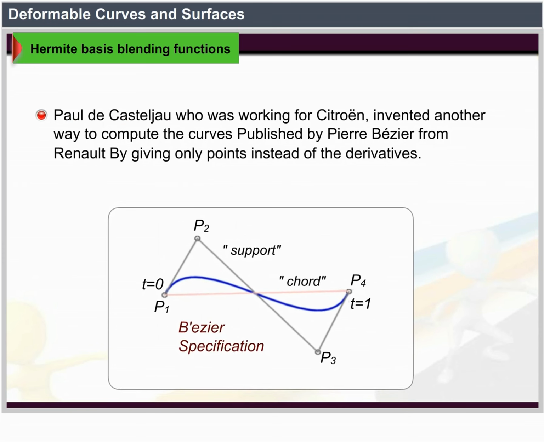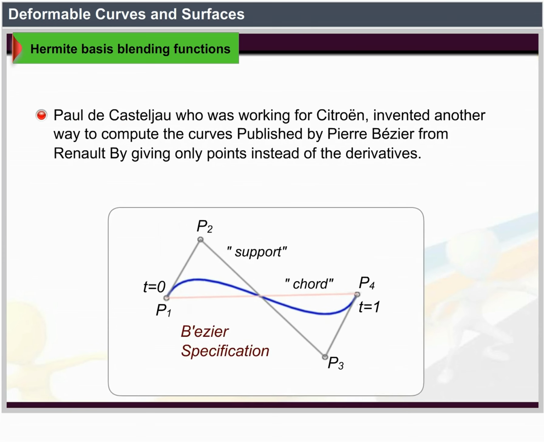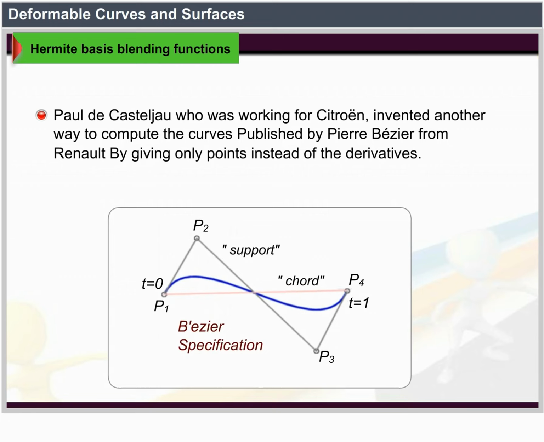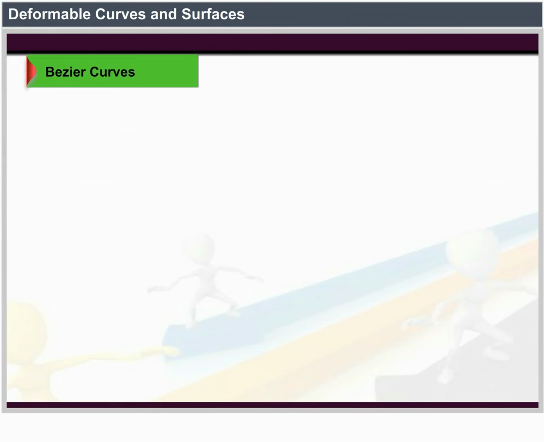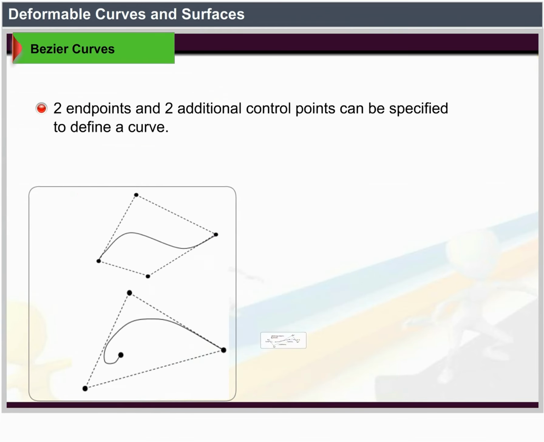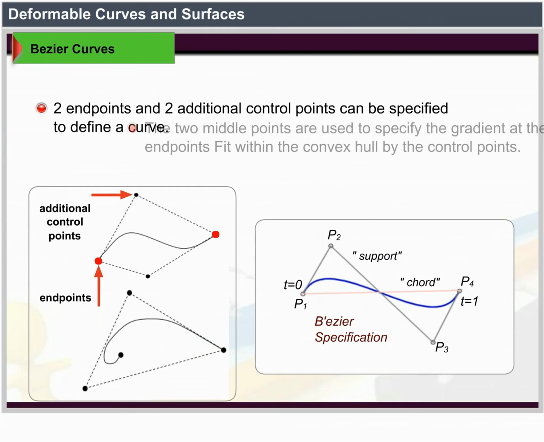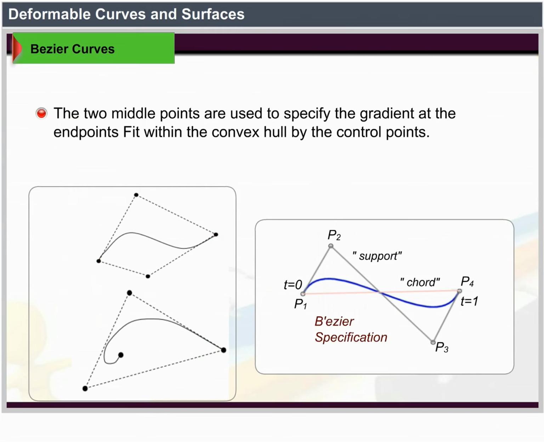Paul de Casteljau, who was working for Citroën, invented another way to compute the curves, published by Pierre Bézier from Renault, by only giving points instead of the derivatives. Bézier curves can define a curve by specifying two endpoints and two additional control points. The two middle points are used to specify the gradient at the endpoints, and the curve fits within the convex hull formed by the control points.